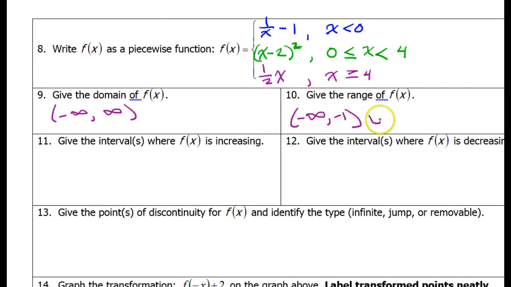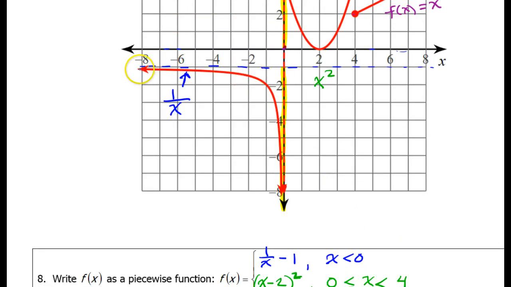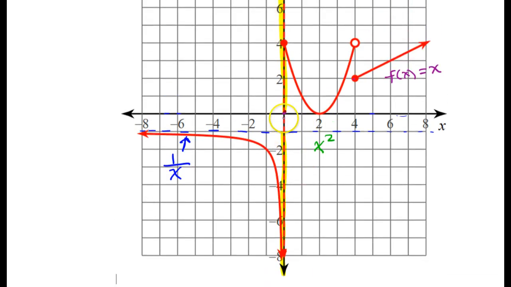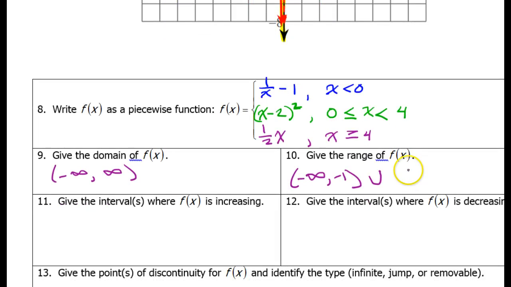I'm going to use parentheses, not a bracket, because at -1 there's an asymptote here. Nothing ever touches -1. And then the second part of the range goes from 0 to infinity. This will have a bracket on the 0 because the parabola touches 0. So 0 to infinity. So there's the range of the function.